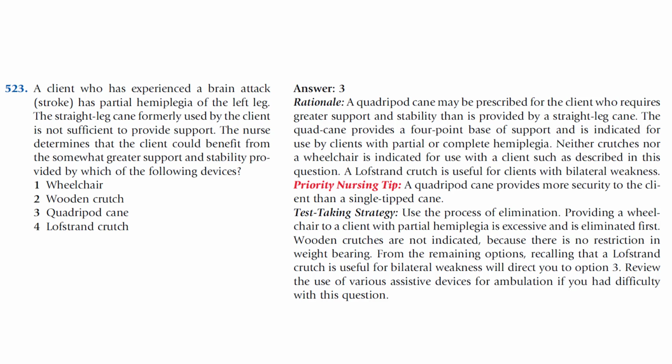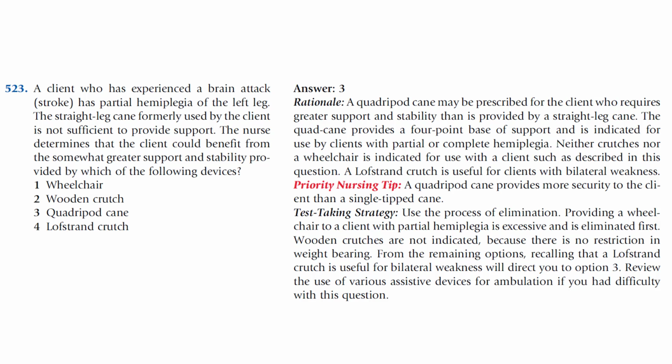523. A client who has experienced a brain attack has partial hemiplegia of the left leg. The straight leg cane formerly used by the client is not sufficient to provide support. The nurse determines that the client could benefit from the somewhat greater support and stability provided by which of the following devices? 1. Wheelchair. 2. Wooden crutch. 3. Quadrupod cane. 4. Loftstrand crutch. Answer: 3.